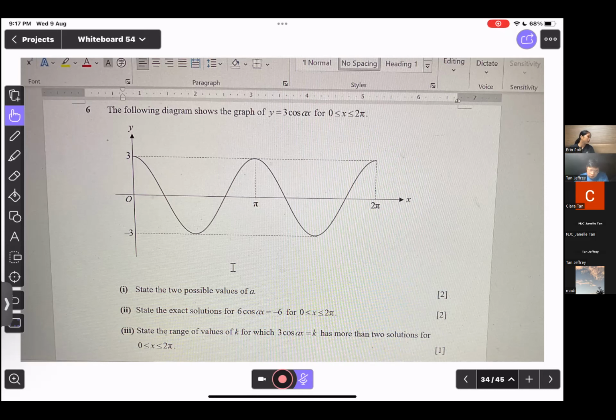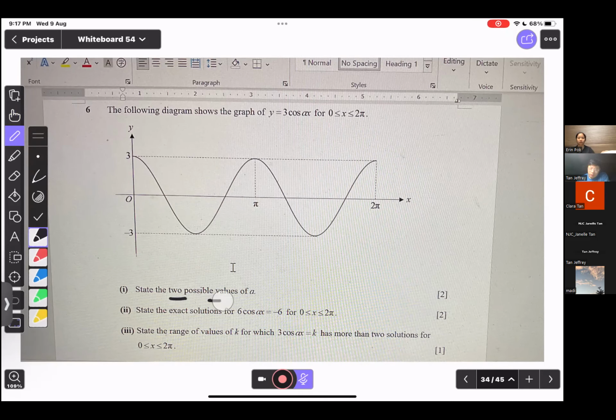Okay, the reason is because here they help you. So it's not like a super scam, because they tell you that you need to give 2 values. So cos x and cos negative x, right? They are actually the same graph. When you reflect these 2 graphs, you will actually see the same thing.